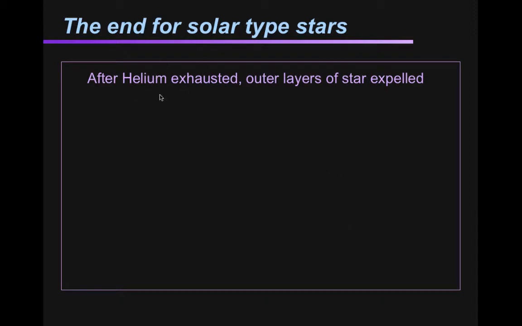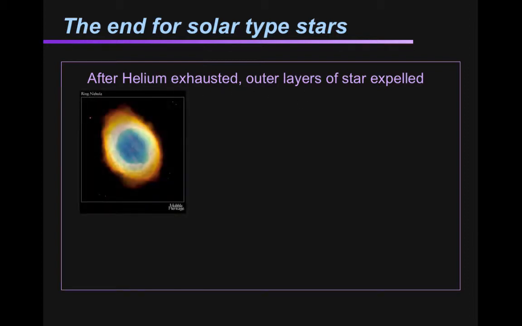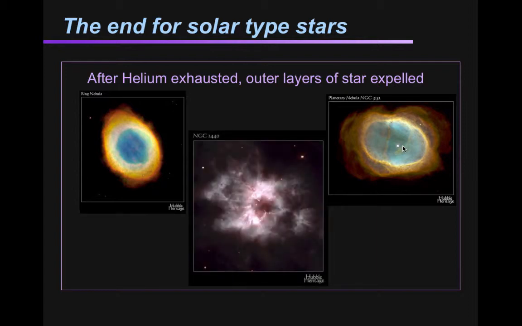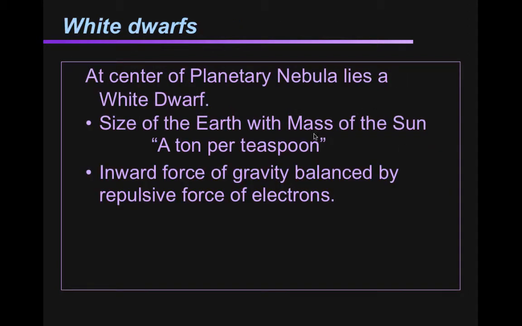So for stars like the sun, when the helium's exhausted, the outer layers explode, and here are some pictures. They become nebulae, and you can actually see little bitty stars left in the middle. They're really pretty. These are all from the Hubble telescope. And at the center of this nebula, this little bitty star, is a white dwarf.